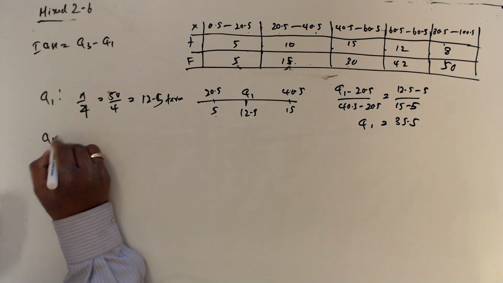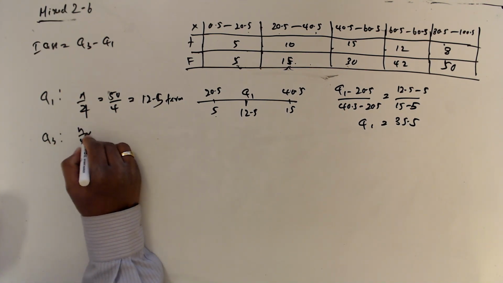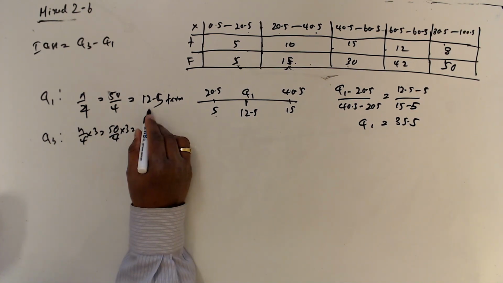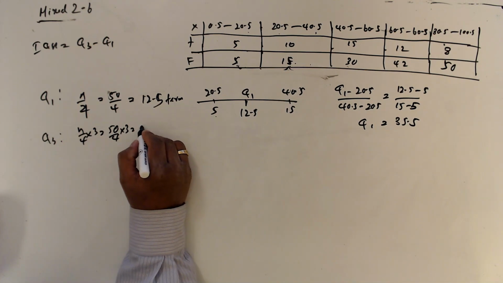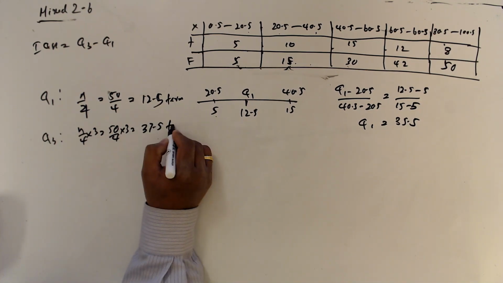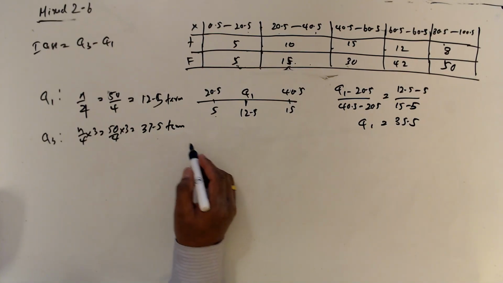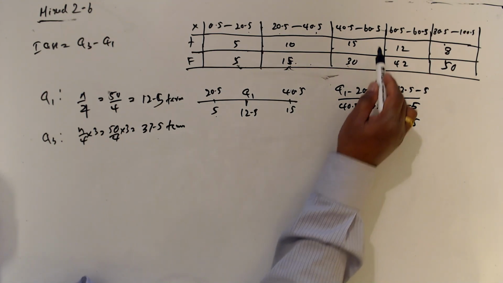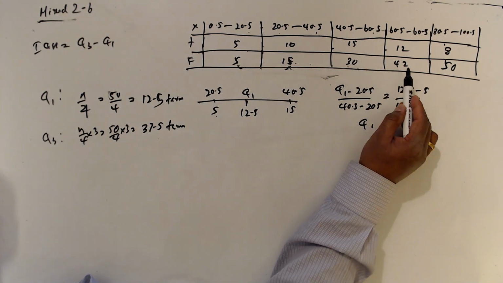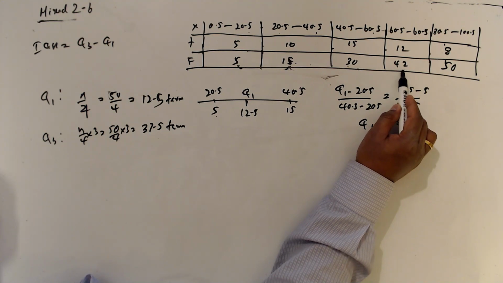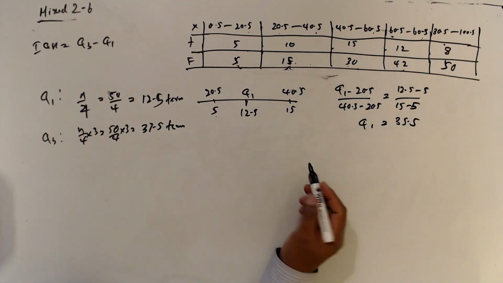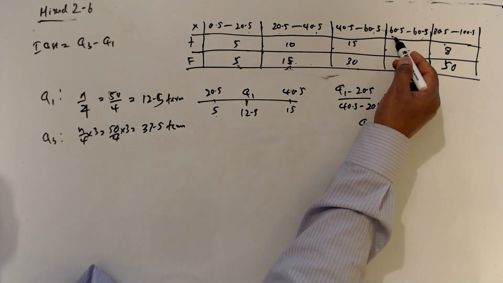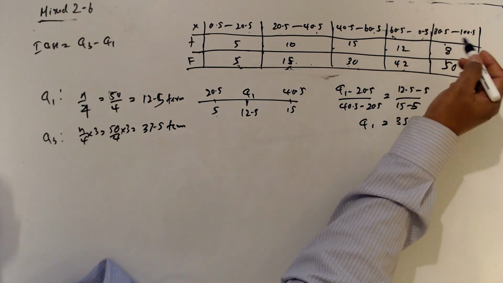And Q3 we need, so n divided by 4 times 3. So basically 60 divided by 4 times 3, it means 15 times 3, 45 terms. So now 45, this is up to the 30th, this boundary, and 45 here is here. So this is the boundary 60.5 and 80.5.